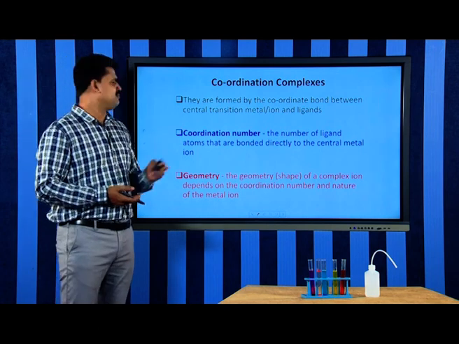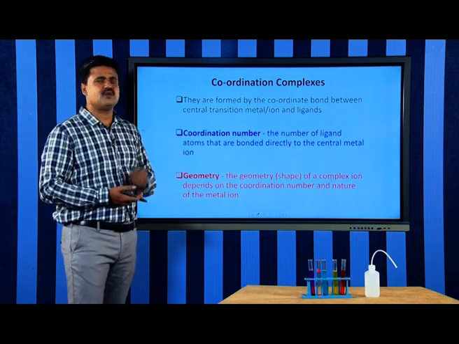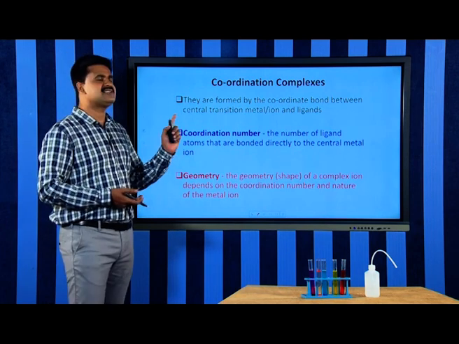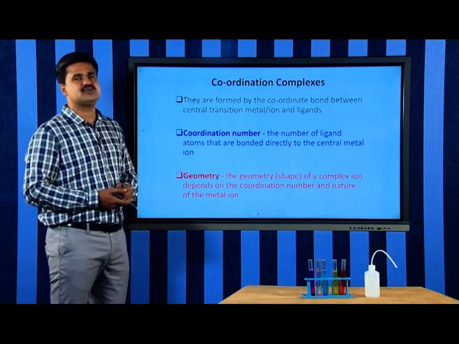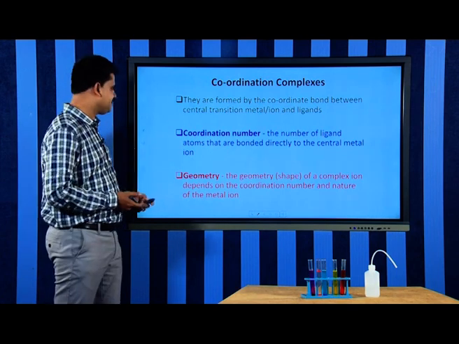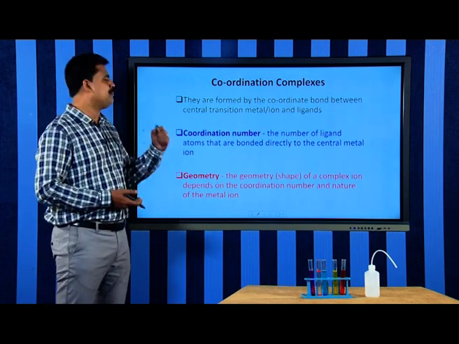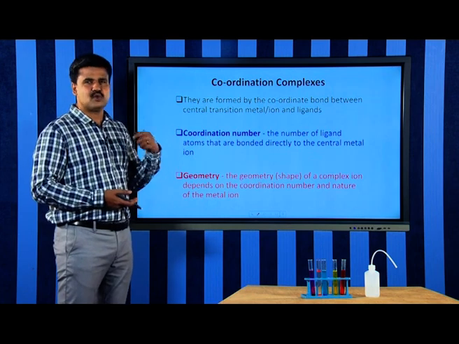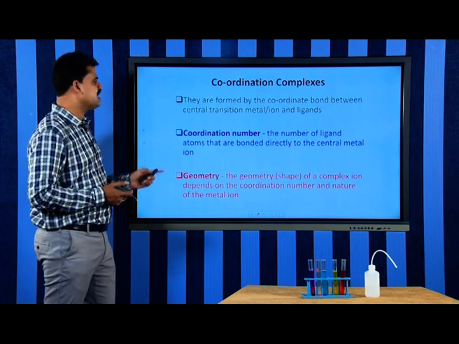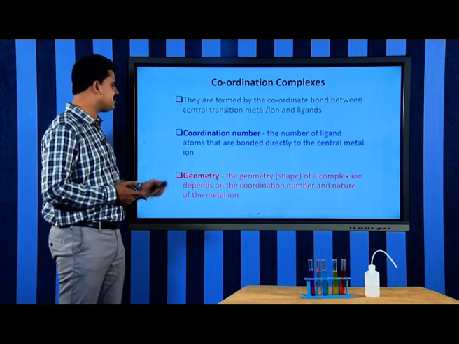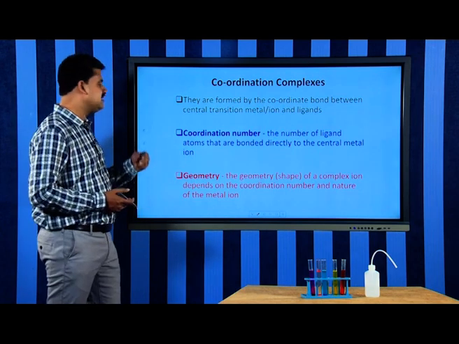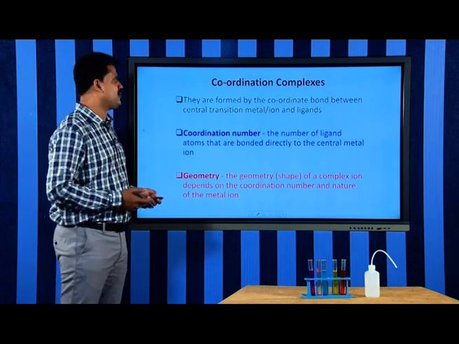Then what is meant by the coordination number of a coordination complex? The number of ligand atoms that are bonded directly to the central metal ion is termed the coordination number. Then geometry. The number of ligands as well as the coordination number controls the geometry of the molecule. The geometry or shape of a complex ion depends on two things. They are the coordination number and the nature of the central metal ion.